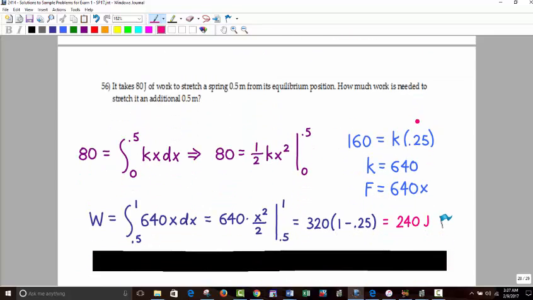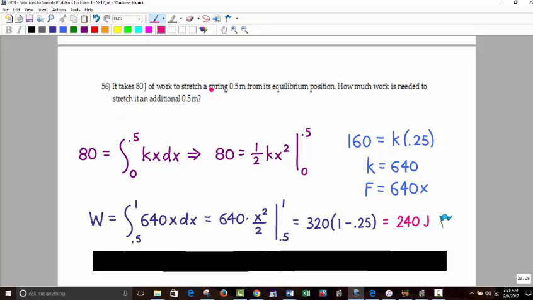And number 56. To get our K, we're starting with a work amount instead of a force amount, but we can still get K from there too. If it's telling you it takes 80 joules to stretch it 0.5 from its equilibrium position, that's fine. It's the same thing as if they had told us what force it takes to stretch it 0.5 meters.